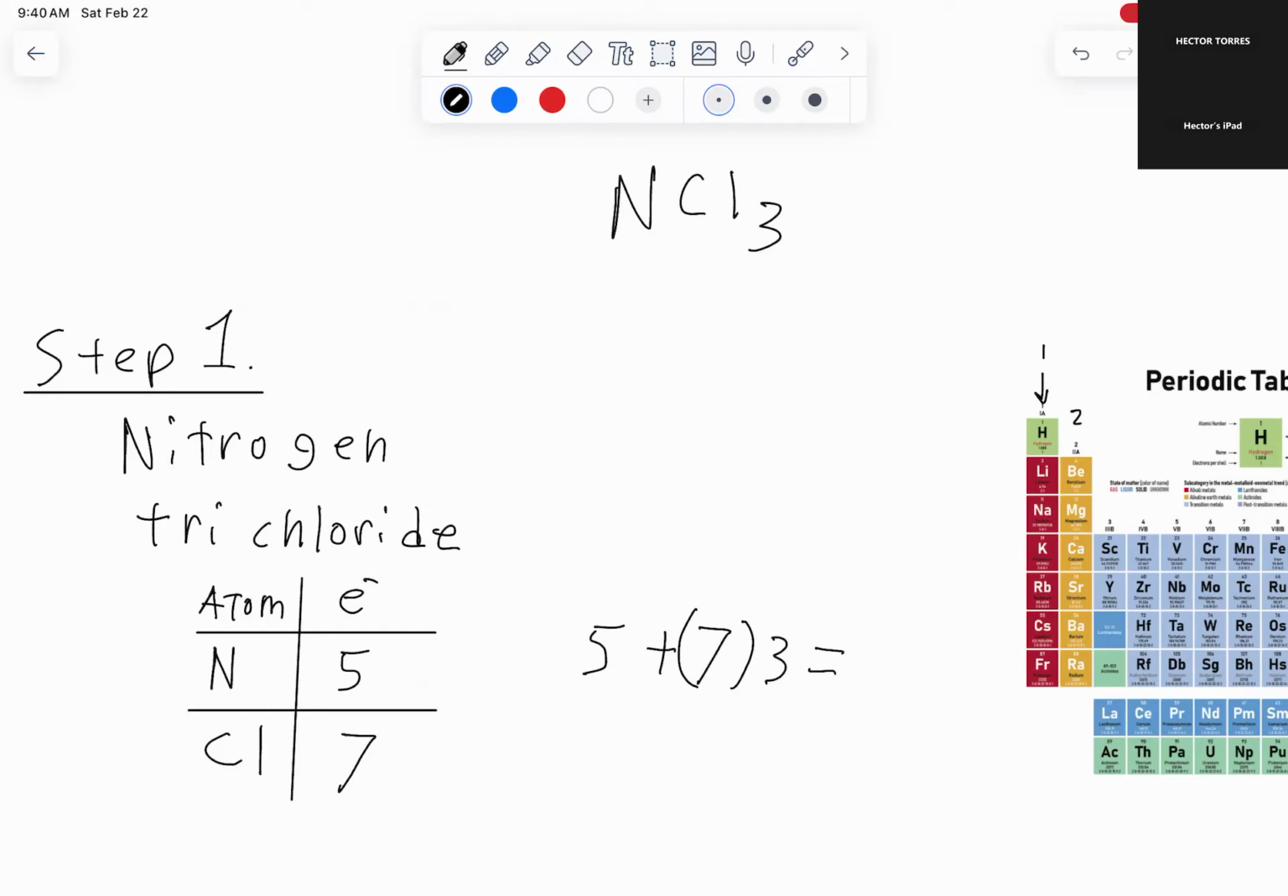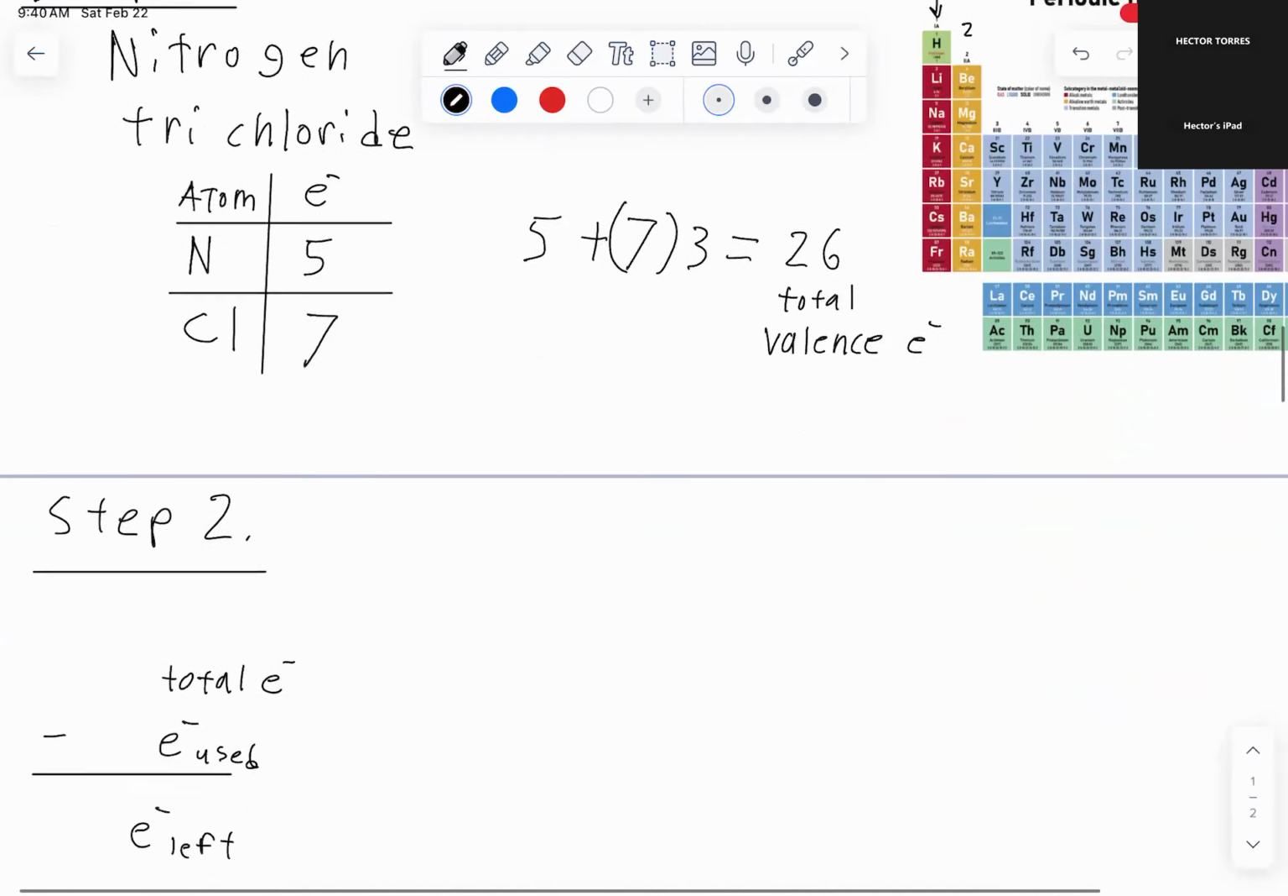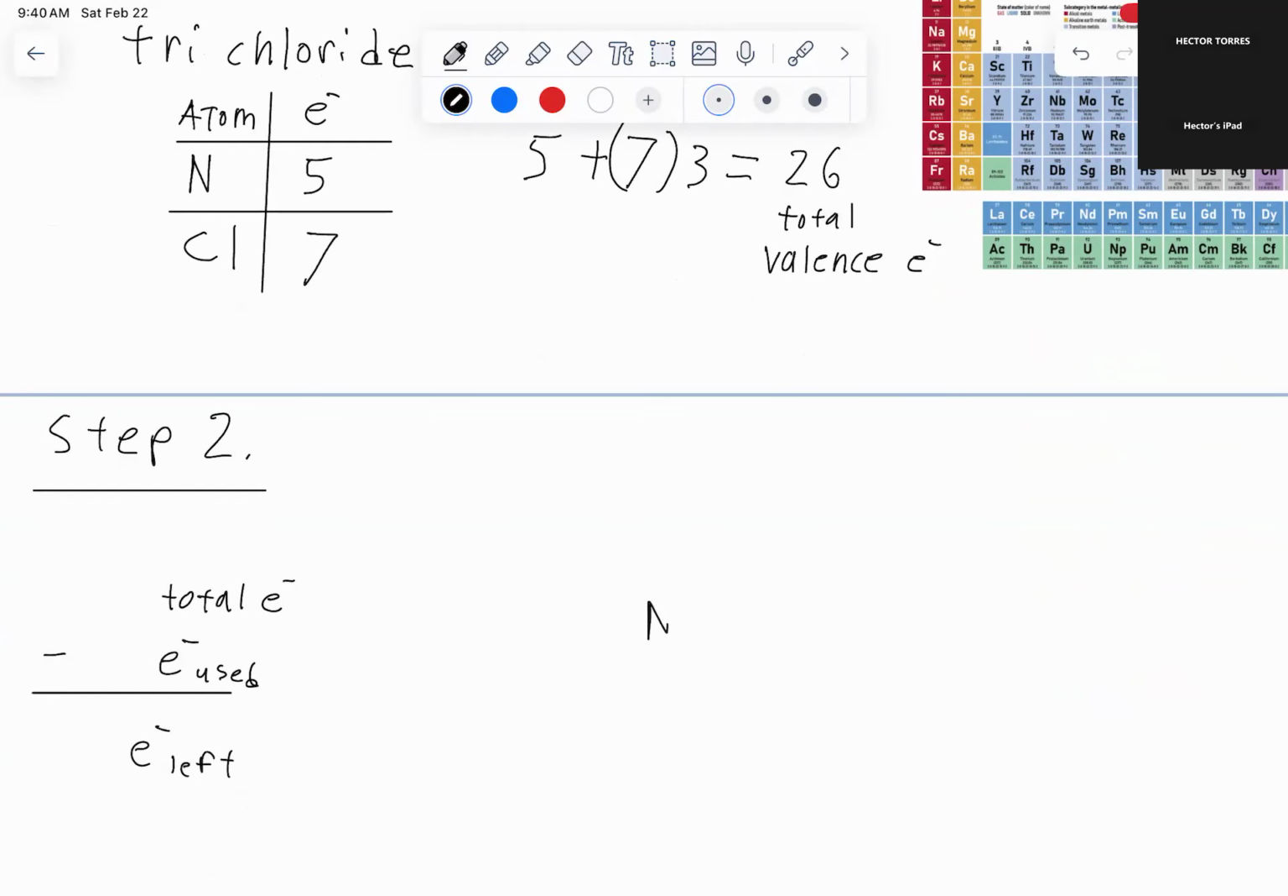Okay, so knowing that, we go to step 2, where we're going to be looking at the atoms and determining their connectivity. So we have nitrogen and we have Cl. To determine which one's going to be in the middle, we're going to be using electronegativity, as well as seeing which one can make the most bonds.